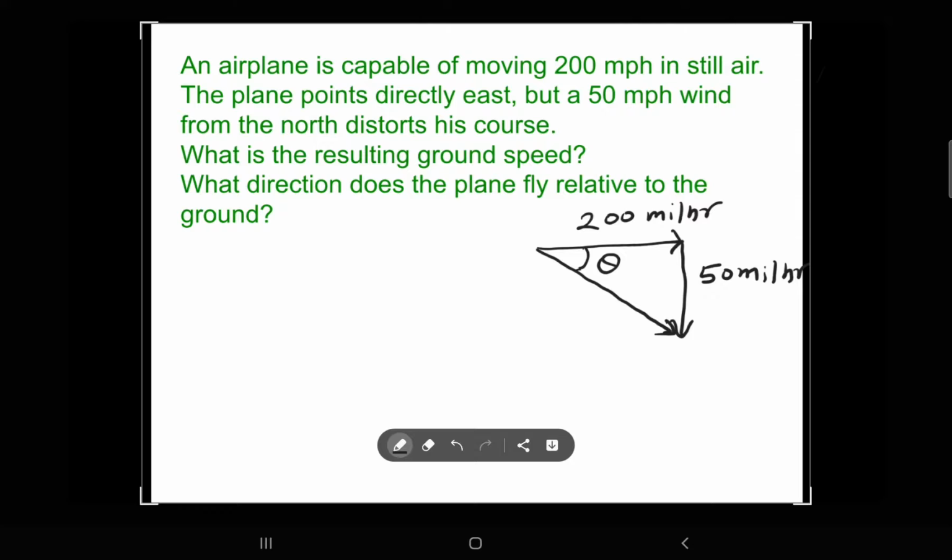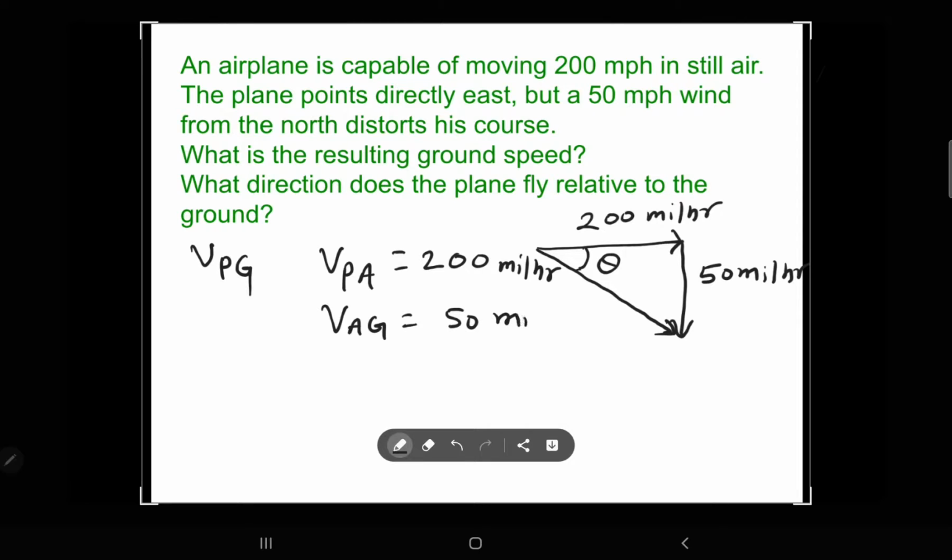Let us say velocity of plane with respect to ground, vpg. And velocity of plane with respect to air, vpa, which is given, right? In still air, it is 200 miles per hour. And then velocity of air with respect to ground, that is also given, that is 50 miles per hour, right?